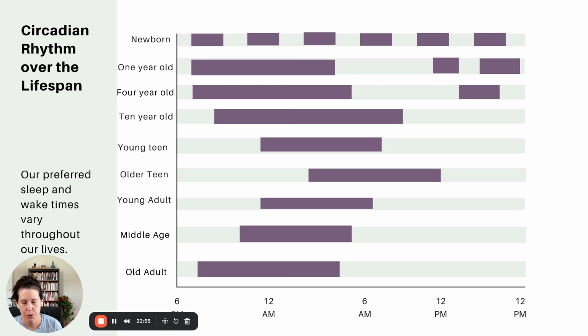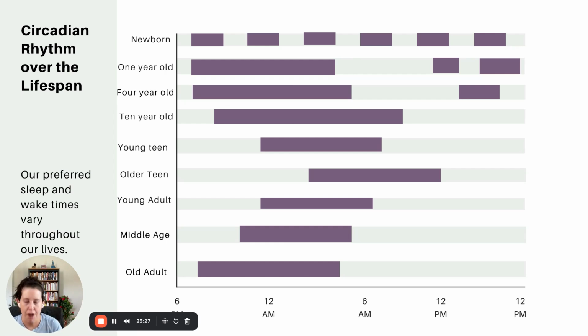But yeah, that's kind of the difference between what's normal and what's a disorder. Once you get into young adulthood, you shift a little bit earlier, and then middle age, you shift earlier still, and then old adult. So, older adults are much, much earlier. I should not have made this block as long as it is, because older adults don't tend to be very long sleepers. They kind of sleep probably the least amount out of any age group.